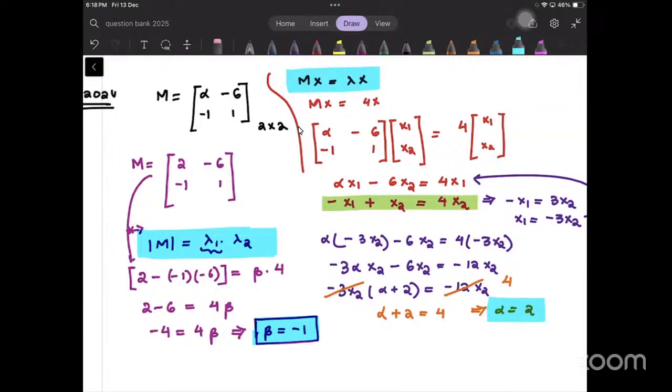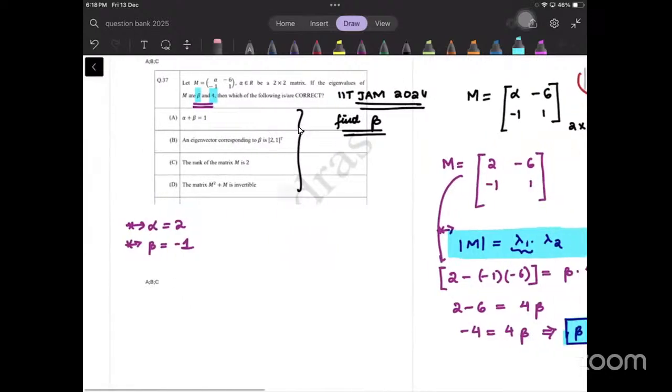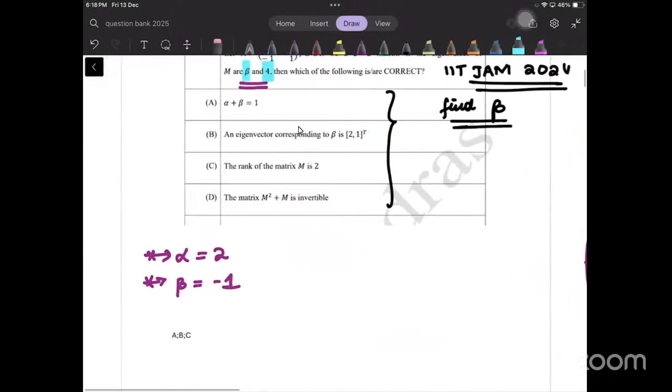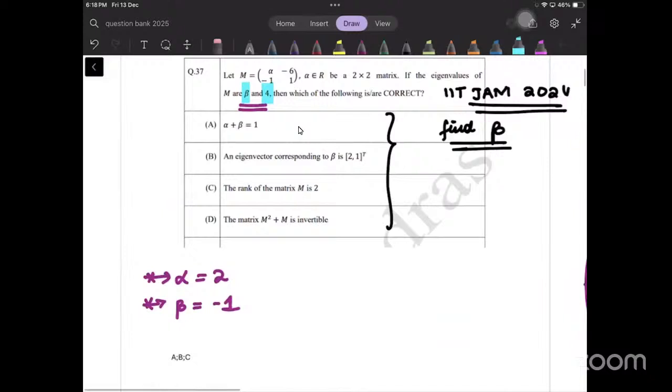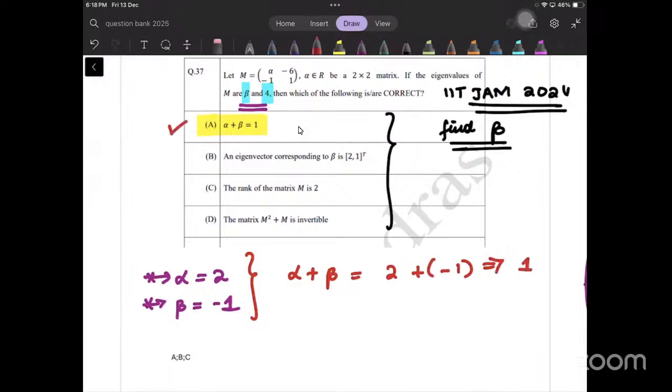Okay. Now let us go ahead and look at the first part. The first part is saying alpha plus beta is equal to 1. Okay, let's do it. So alpha plus beta will be 2 plus minus 1. That means it will be 1. So option A is correct. Okay, option A is correct.